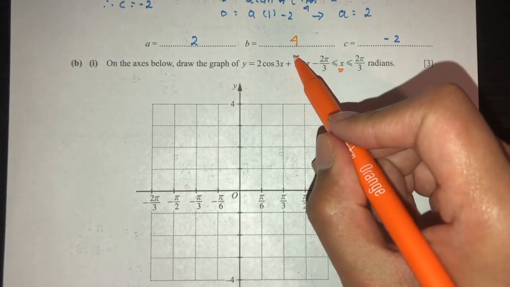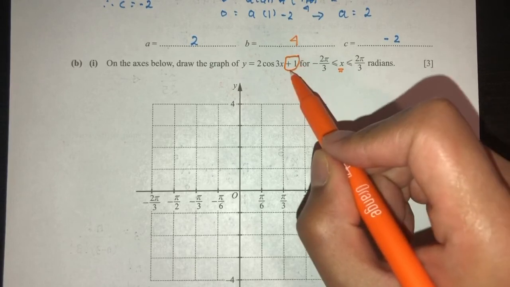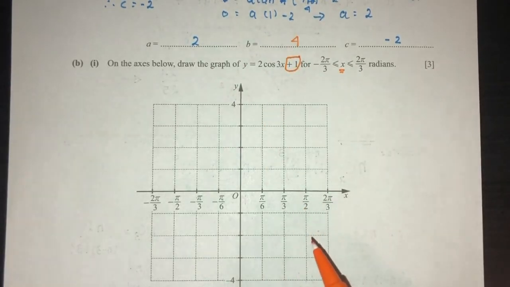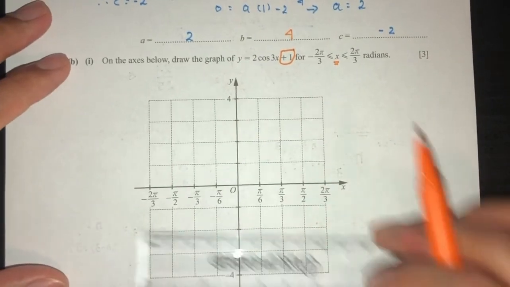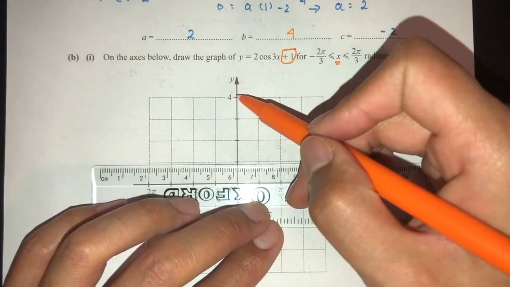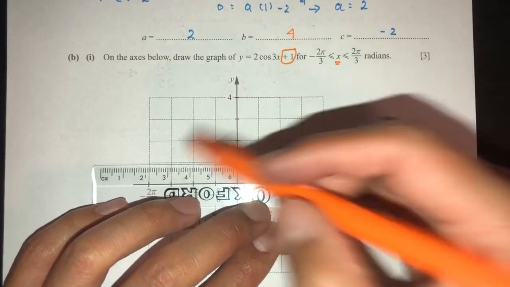When you look at this line behind, it is y equal to plus 1. So let's first draw this line. Let's say 1 is here because we have 4 here. This will be your line, y equal to 1.